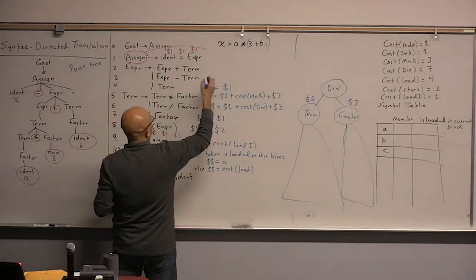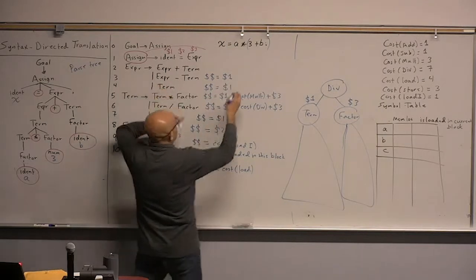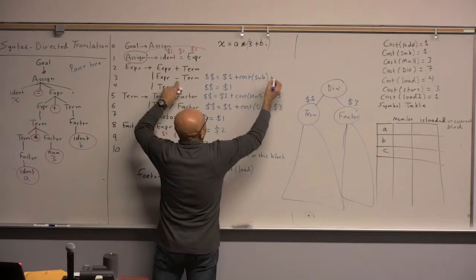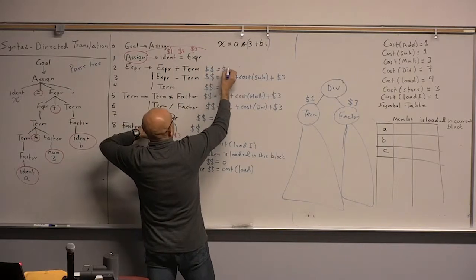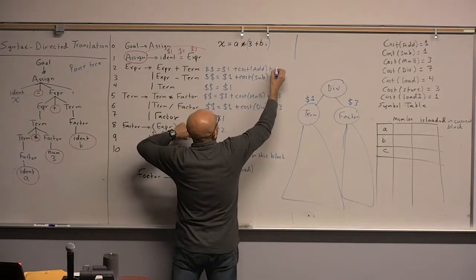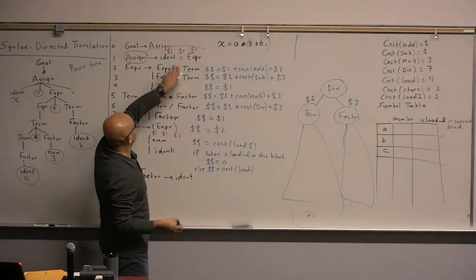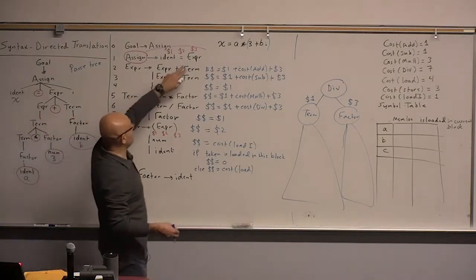Our expression, again, is going to be $$ equals $1, which is the expression, plus cost of subtract plus $3. And this is $$ equals $1 plus cost of add plus $3. Now what should we write here? It's going to be $3 plus the cost of storing.